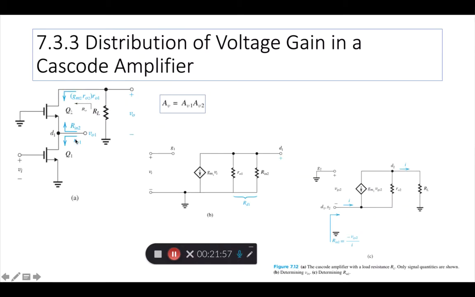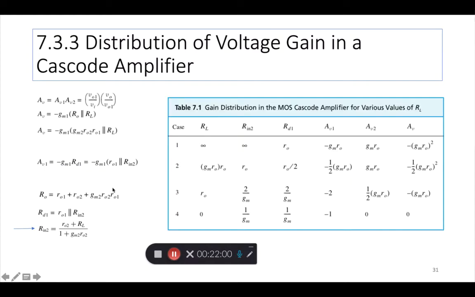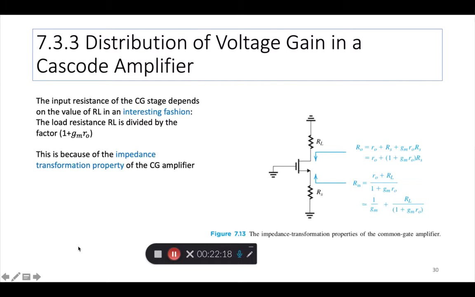For this stage, Rn2, look at the formula. For the CG stage, it's the intrinsic resistance or the early voltage resistance plus the load resistance RL divided by 1 plus GmRo, right? So this form of the formula also appears for any standard transistor, is what he's trying to make the point. And this can be separated to be 1 by Gm plus this. So there's two ways to write this.